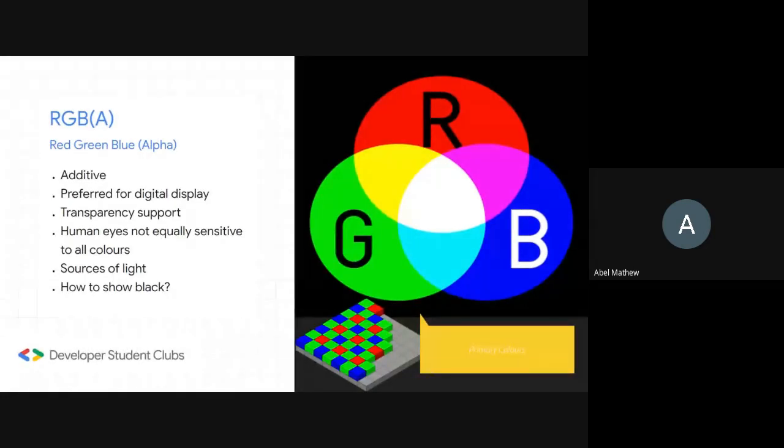The A is optional, so it can either be RGB or RGBA. When we are saving files as JPG or JPEG, it's always RGB. It does not support transparency. PNG is a file format which supports transparency. The same image can be stored in different formats in RGB and RGBA.